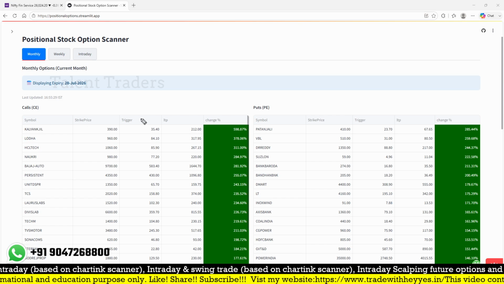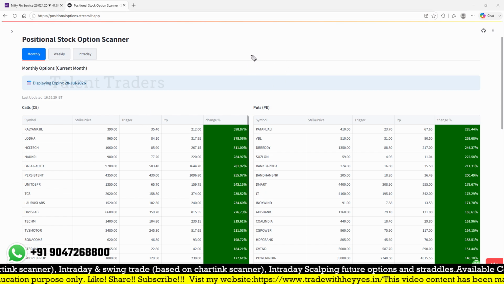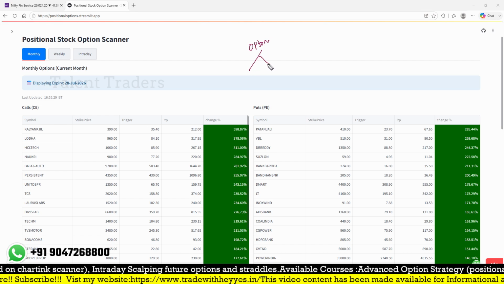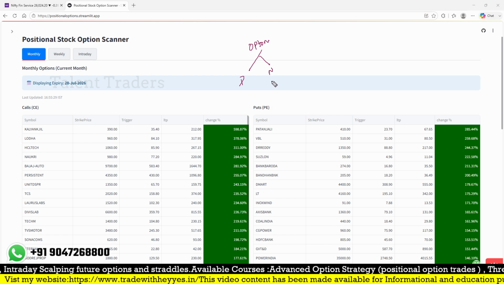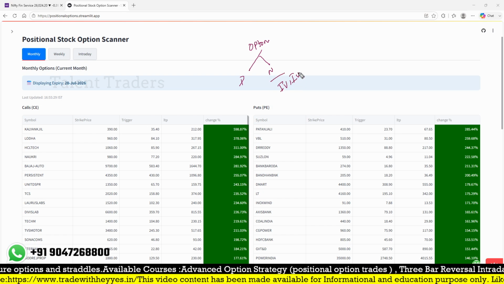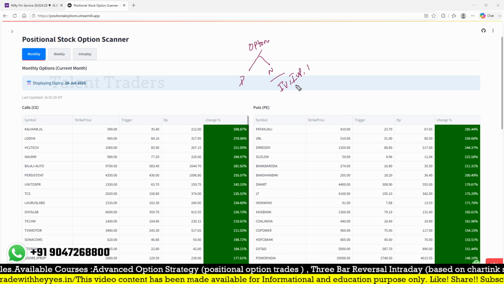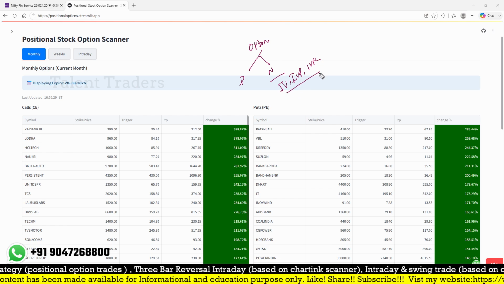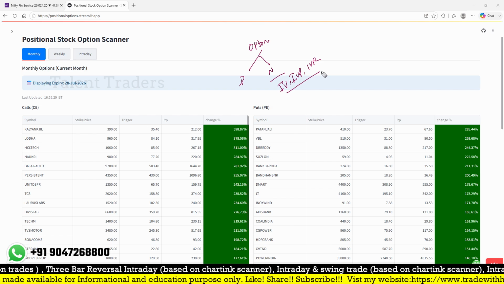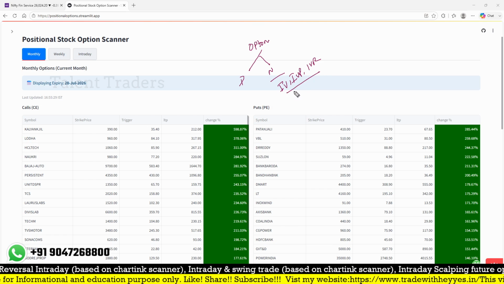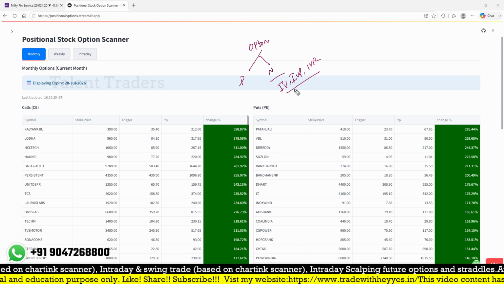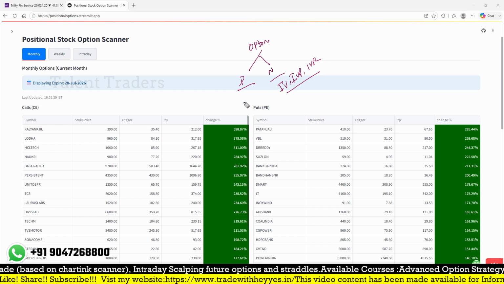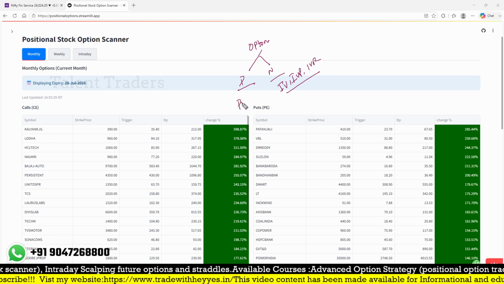We have a core content with non-directional as well as directional strategies. In options we can do directional and non-directional. Non-directional is based on IV, IVP and IVR, that is implied volatility, percentile and rank. Based on that calculation, if any stock meets it, then we can look at it, and directional is purely based on price direction.